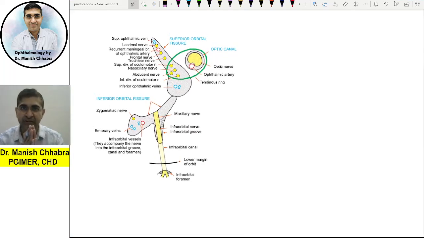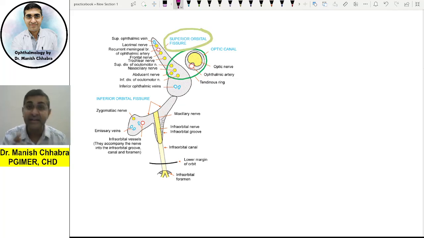So let's start with the new topic, which is orbital cellulitis. What is orbital cellulitis? Orbital cellulitis is inflammation of the intraorbital contents. Yes, but before moving on to orbital cellulitis directly, as I always say in my class, if you know the basic anatomy, the signs and symptoms become a cakewalk for you. So before going on to orbital cellulitis, it is important to understand what the superior orbital fissure is.